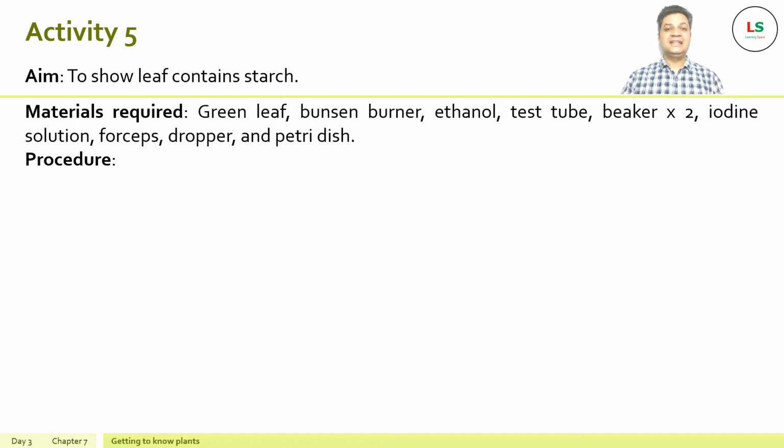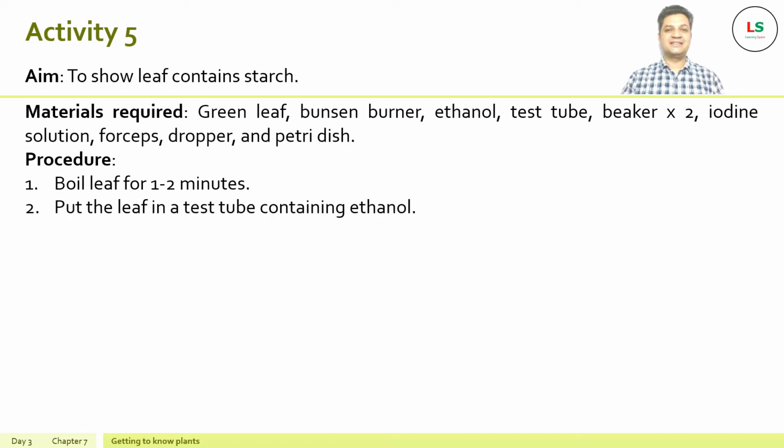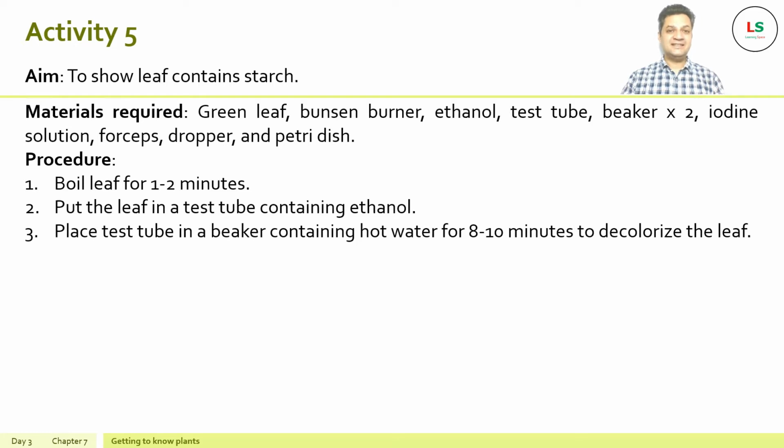Now the procedure is a bit complicated and it's better that teachers perform it and we students observe it as a demonstration. The first part of the procedure is to boil the leaves for 1 to 2 minutes. Then put the leaves in a test tube containing ethanol. Place this test tube inside a water bath for 8 to 10 minutes to decolorize the leaf.